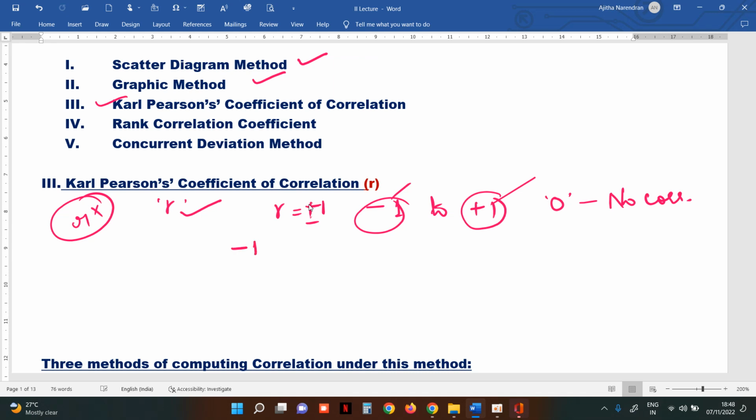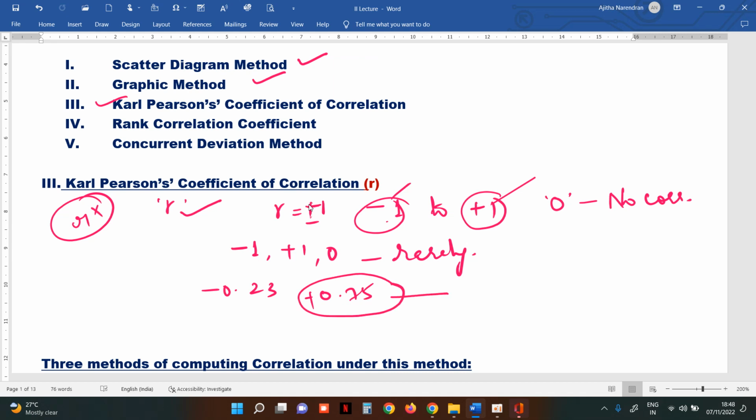But the occurrence of -1, +1 or 0 is very rare. In most of the cases, you'll be getting values in between -1 to +1, like minus 0.23 or otherwise plus 0.75. If it is coming near to plus, what will be your conclusion? Your conclusion will be that the variables are having a positive relationship. If it is coming near to +1, it means a high degree of positive correlation. This is how you are going to give comment on the values of r you are getting.